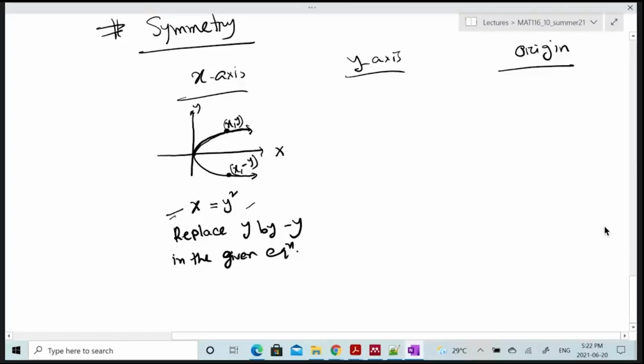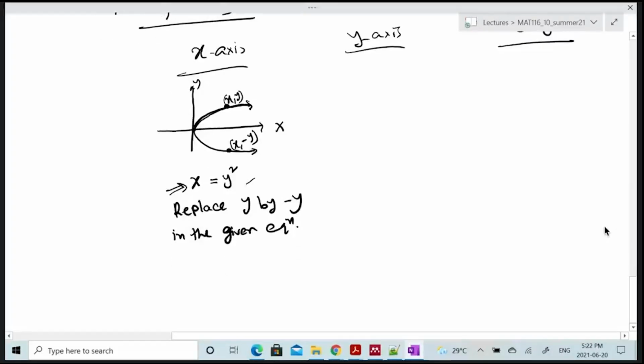So if I want to check the symmetry of this function with respect to the x-axis, I will replace y by minus y. So we will have x equal to minus y whole squared. Then we have x equal to y squared, because a negative square is positive. So you see, we get the original equation back. So we can say yes, x equal to y squared is symmetric about the x-axis.